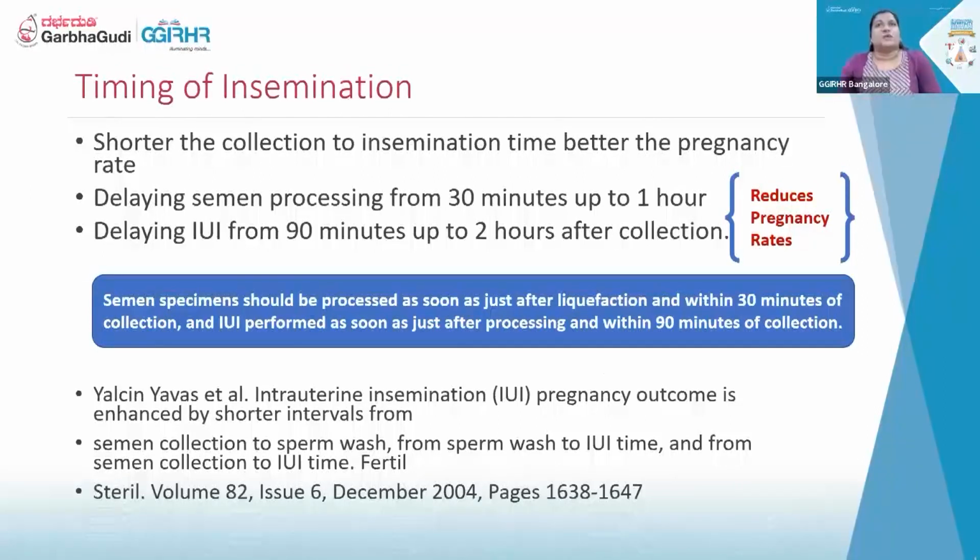Then the next question that comes commonly while doing IUI is the timing of insemination. The shorter the collection to insemination time, the better will be our pregnancy rates. If we delay semen processing by about 30 minutes to 1 hour, and delay IUI also from 90 minutes to 2 hours after collection, then the pregnancy rates are reduced. The pregnancy rates are reduced because there will be damage to the sperms. Sperms have to be processed immediately after liquefaction, and sperms have to be injected immediately after processing.